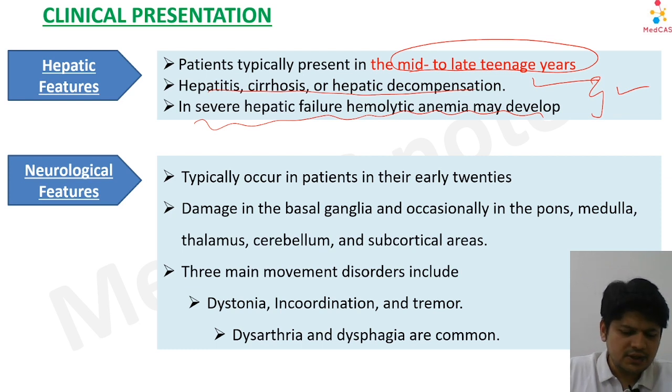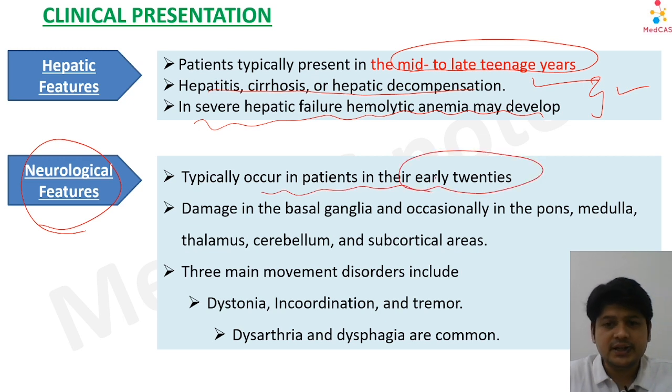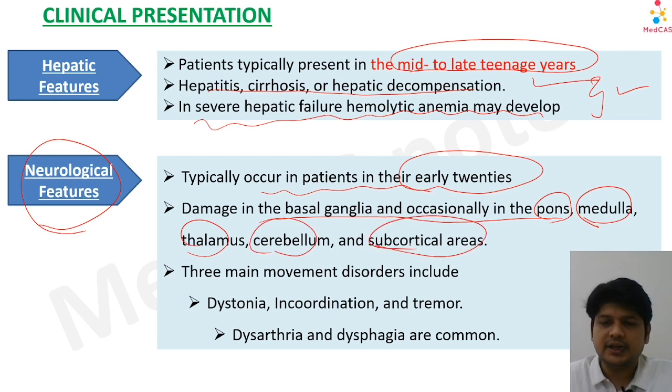So if we see the neurological features, they typically occur in patients in their early 20s. Again this is the US, so it is earlier in India. Damage occurs in the basal ganglia and occasionally in the pons, medulla, thalamus, cerebellum and subcortical areas. So if you are now doing a good MD, you can imagine the manifestations. What happens in the pons, what happens in the medulla, what happens in the thalamus, what happens in the cerebellum, what happens in the subcortical area. But a major, more important thing is the basal ganglia.